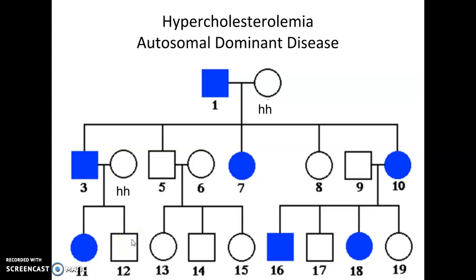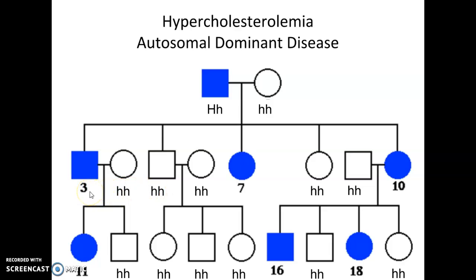Since this is hypercholesterolemia, we'll use little h for all of these individuals. What about anyone that has hypercholesterolemia? Well, they have at least one copy of the dominant allele, but we're not sure about their second one until we look at their offspring. So person number 1, does he have any offspring that are homozygous recessive? He sure does. That means he's got to be a heterozygote. He must have both a big H that he can give to some of his kids and a little h that he gave to some of his kids.